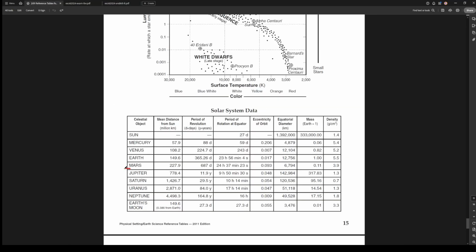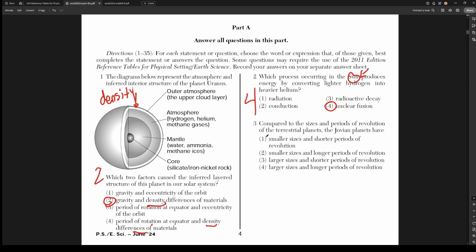As you can see, these big planets here have the longer period of revolution. These are in years, so just be careful. Don't think 687 days is longer than 11.9 years. So it's going to be larger sizes and longer period of revolution.